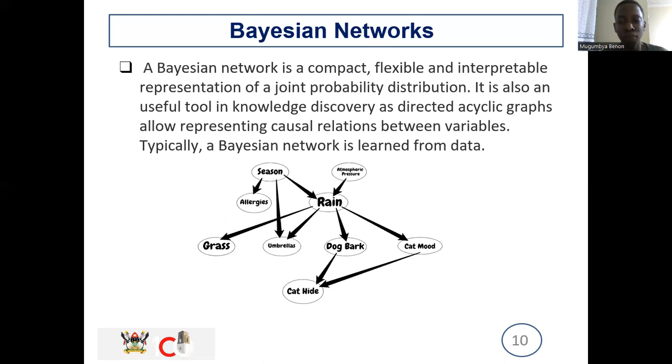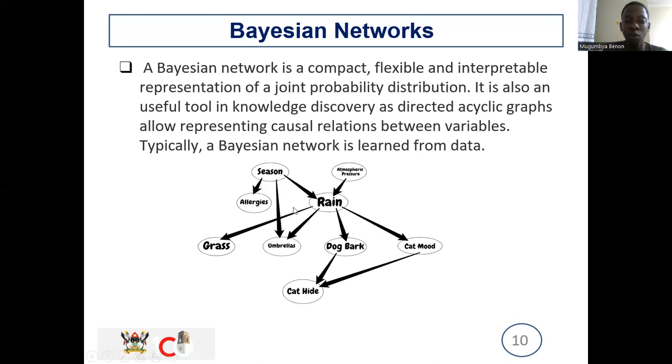There's another important concept that we need to know, which is the Bayesian networks. Now, the Bayesian networks are just a representation of our data, a representation of Bayes theory, but in a more graphical manner. So a Bayesian network is a compact, flexible, and interpretable representation of a joint probability distribution. It is a useful tool in knowledge discovery.